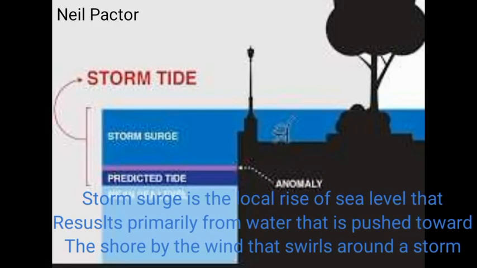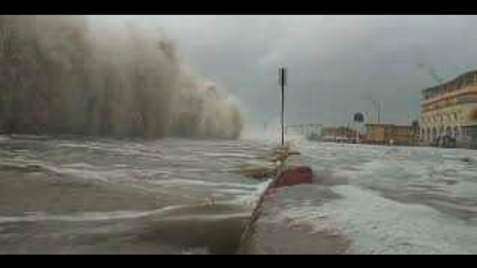Storm surge. Storm surge is the local rise of sea level that results primarily from water that is pushed towards the shore by wind that swirls around the storm. There are two mechanisms that cause the storm surge during an intense cyclone. Number one is stress exerted by wind on the water surface. Number two, low atmospheric pressure in the storm that sucks up the sea surface.